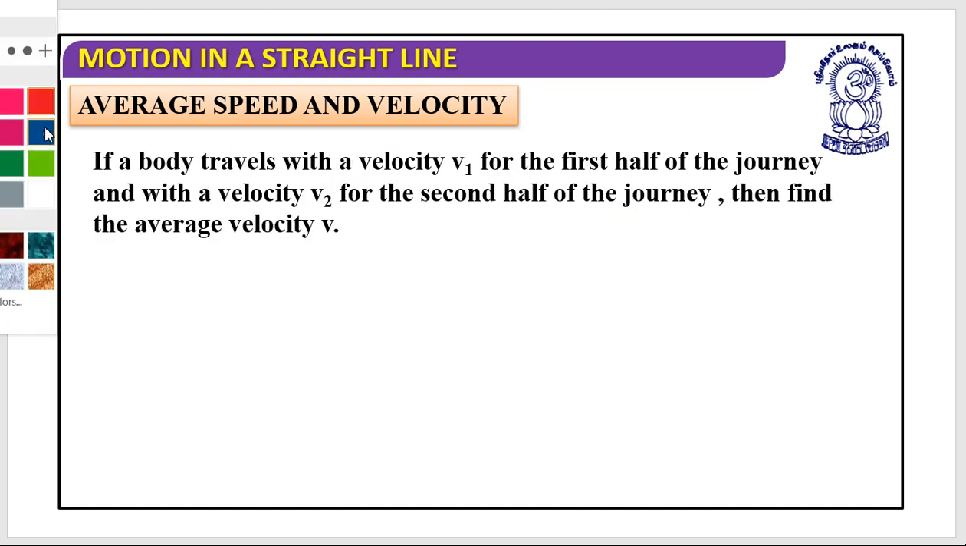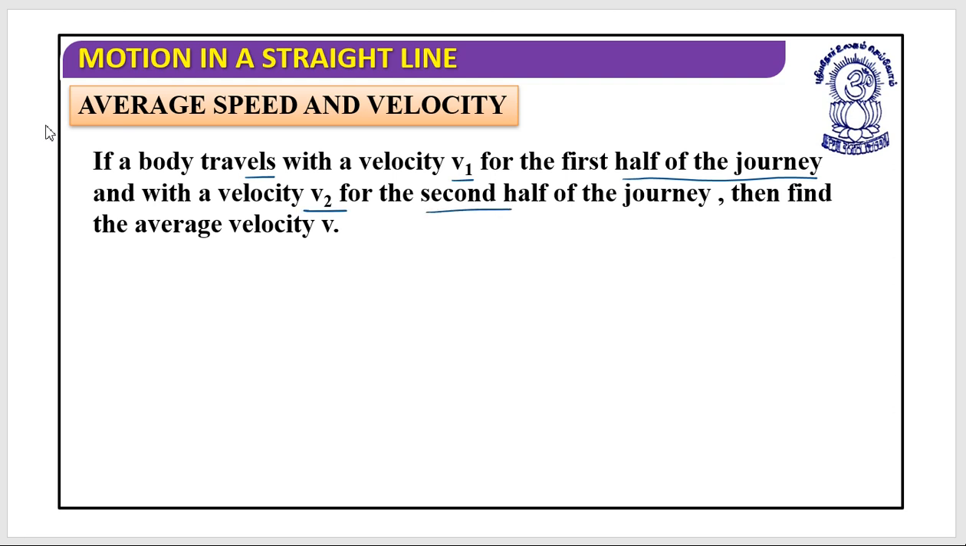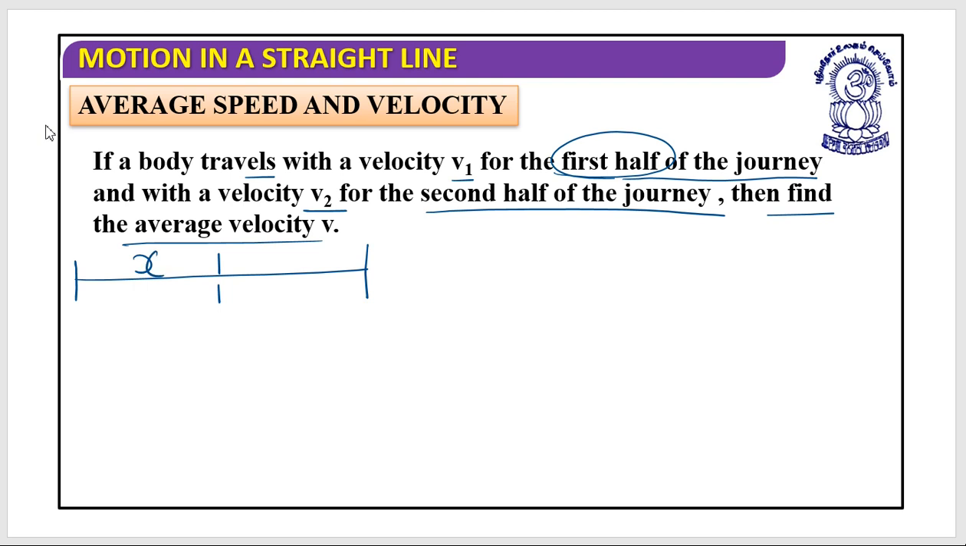What they have given. Go through this very quickly. If a body travels with a velocity of v1 for the first half of the journey and with a velocity v2 for the second half of the journey, then find the average velocity v. So first make a rough sketch of this. Let's say this is the total journey. I divide this journey into two sections because they say the first half of the journey. Let's say this distance is x and this another distance is x.